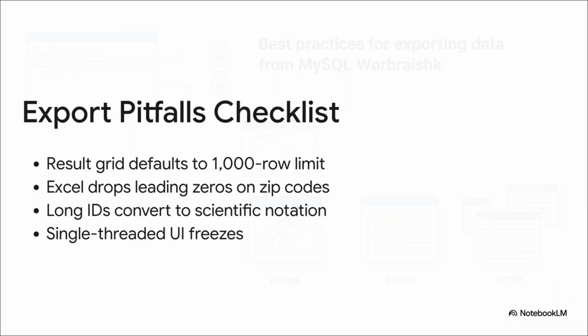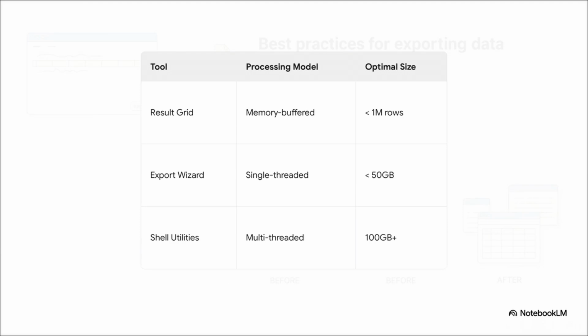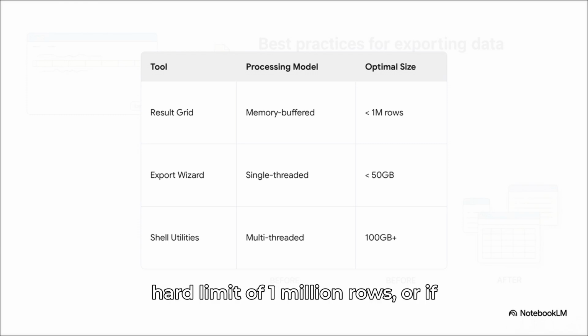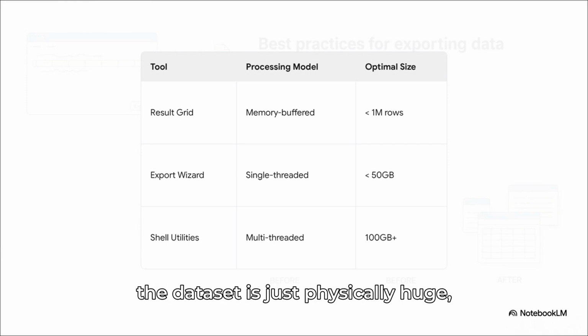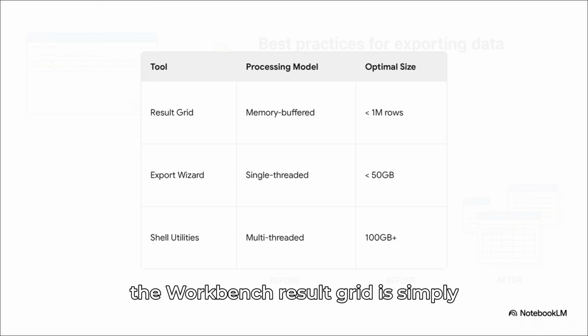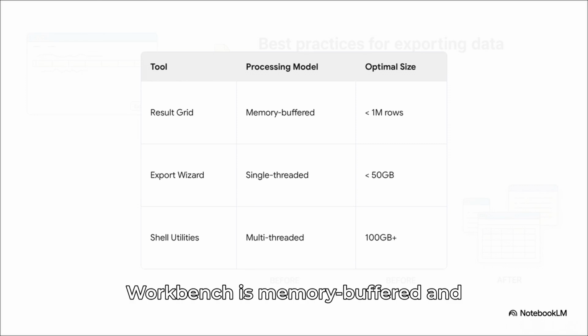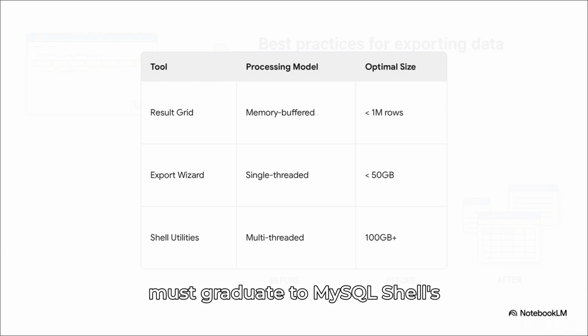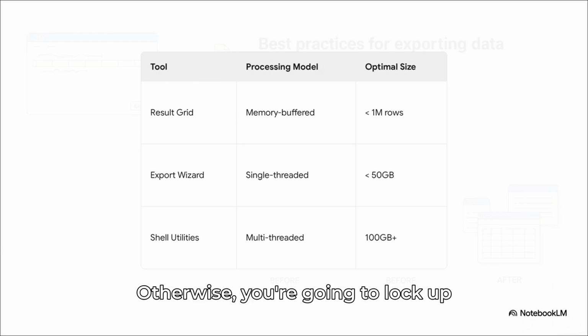Finally, just keep in mind that the Workbench UI is single-threaded, meaning it can easily freeze up on massive exports. And speaking of massive exports, this brings us to a really important architectural distinction. If your query results exceed Excel's hard limit of 1 million rows, or if the dataset is just physically huge, the Workbench result grid is simply the wrong tool for the job. Workbench is memory buffered and optimized for ad hoc datasets under 1 million rows. For datasets over 50 gigabytes or anything approaching terabytes, you really must graduate to MySQL Shell's multi-threaded utilities, like the parallel table export.